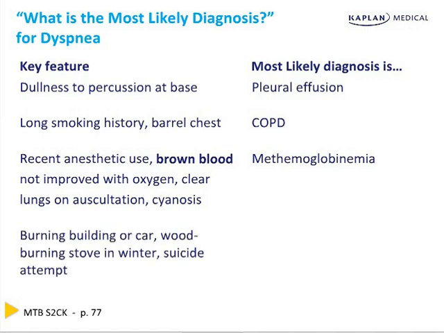Ooh, burning, combustion, wood burning stoves, suicide attempt, and the blood is red. Carbon monoxide poisoning. And the indication when you get that shortness of breath is 100% oxygen and hyperbaric oxygen. Hyperbaric oxygen when there's CNS, cardiac, or metabolic acidosis.